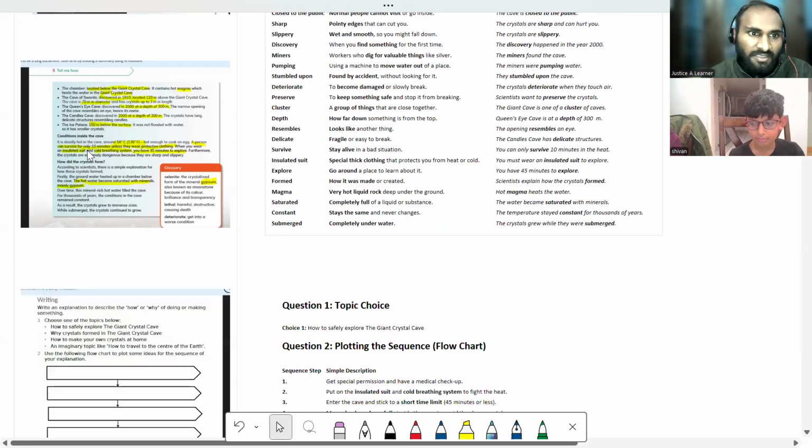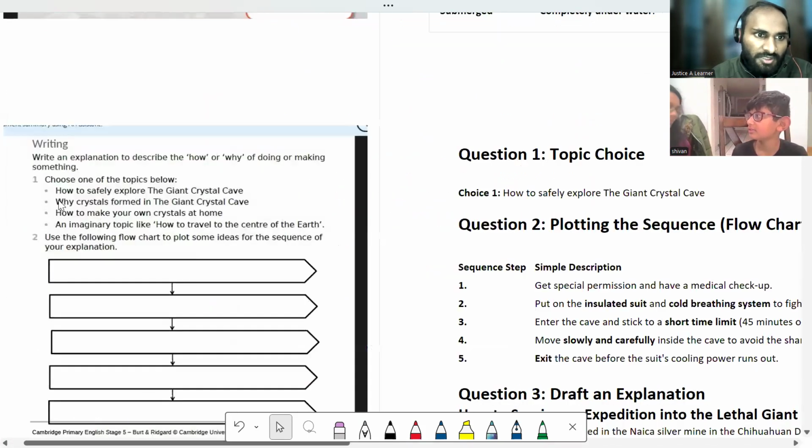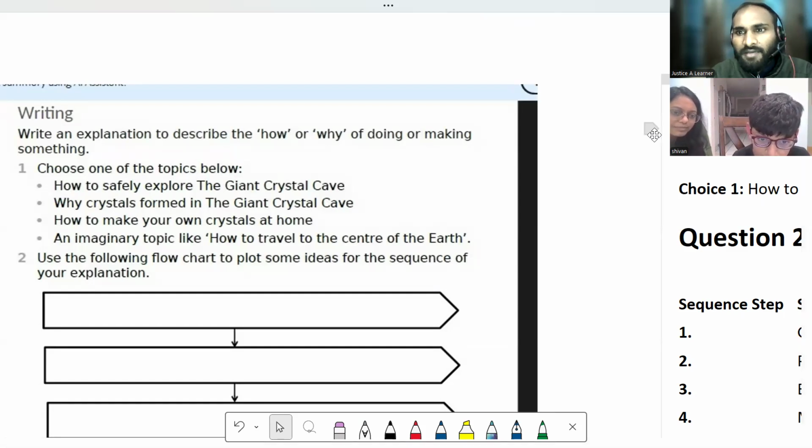Now coming to the writing part. So this is what we have read. Now I'm having some questions here. Write an explanation to describe how or why of doing or making something. Choose one of the topics below. How to safely explore the giant crystal cave. I asked the question that time, like, without protective clothing, how long can a man survive in the giant crystal cave? Do you remember that?